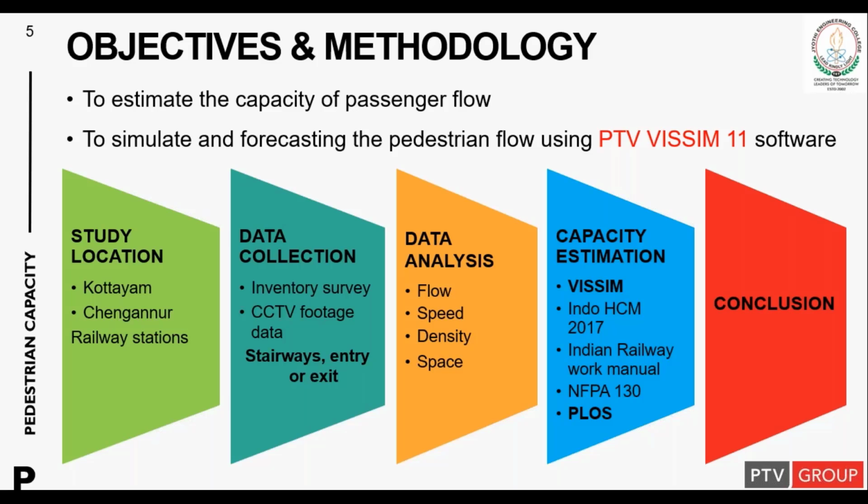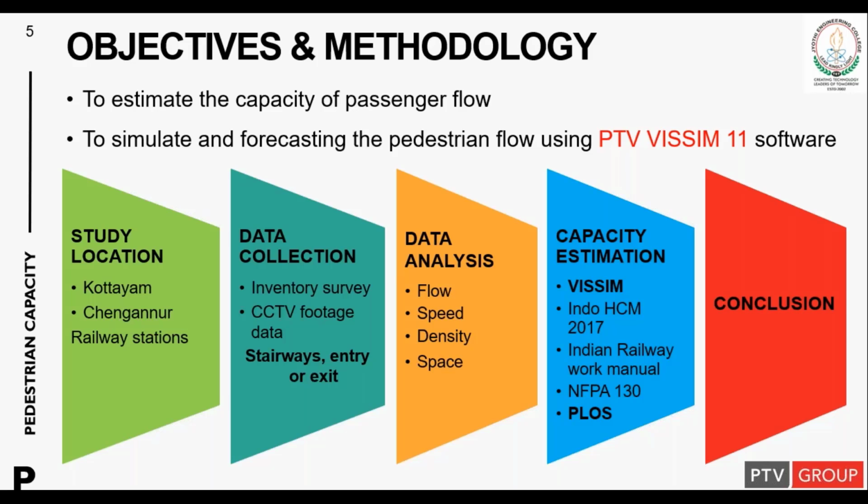And here is the methodology. The study area has 2 railway stations, because in the pilgrim seasons, especially in Kerala, the most passenger movement demand is at Kottayam and Chengannur railway stations. The data is collected by using an inventory survey and CCTV footage at the structures. Based on the CCTV footage, data is analyzed for the flow, speed, density, and space of the pedestrians.